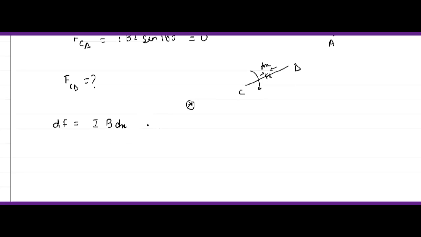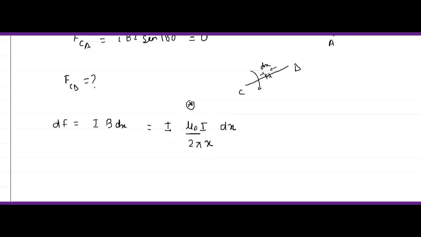And what is the value of the magnetic field due to the infinitely long wire? It could be written as mu naught I divided by 2 pi r. What is r? r is the radial distance between the two wires. Because we have used dx here, we can write r as x, multiplied by dx.